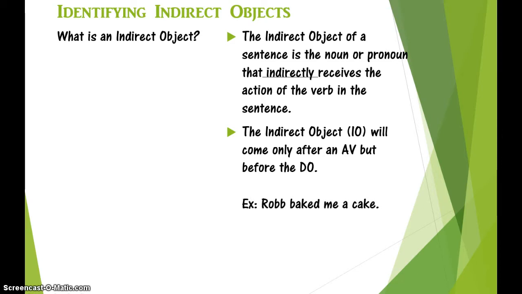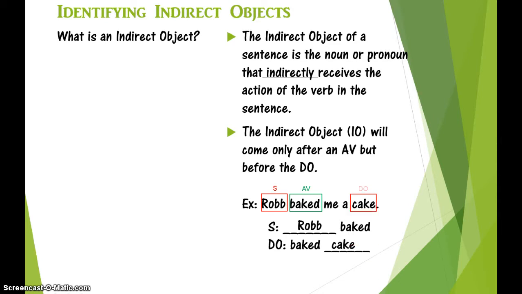Rob baked me a cake. The verb here is baked. It is an action verb, so we will label it AV. We will find the subject, who or what baked. The answer is Rob, which is a proper noun. Next, we go on to find the direct object. Baked what? Well, in this sentence, the answer is cake. Cake is a noun, so we will label it as the DO.